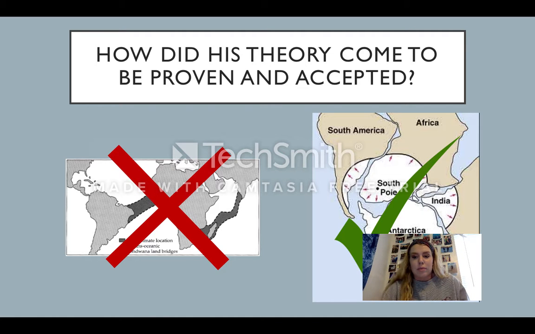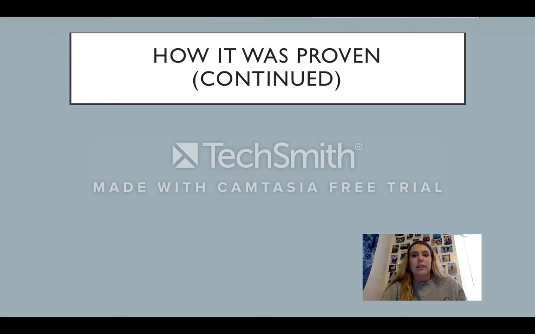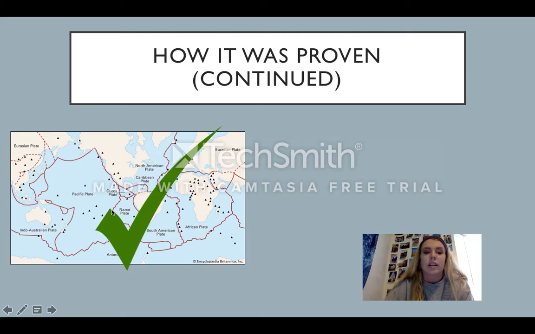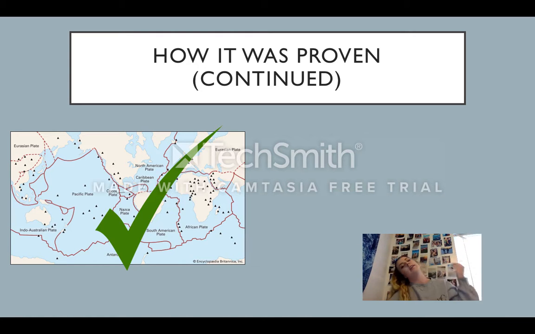And then as we discovered more about the Earth, as scientific data moved on, they started to look at plate tectonics, and it was discovered that the Earth has giant plates that were broken up, and some of them would carry a country. That helped prove his theory that continents would be moving around because they would move on these giant plates over the Earth.